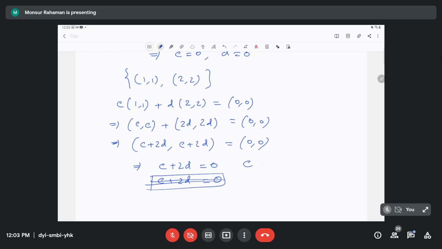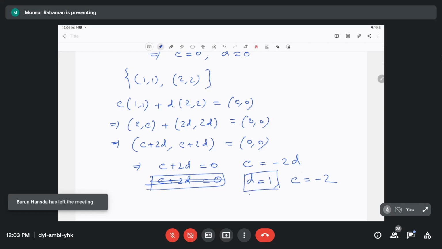Here you find c is equal to minus 2d, which means if you take d equal to 1, you have c equal to minus 2. So you have a non-zero solution for c and d, so it will become a dependent one. To make it independent you have to eliminate one.